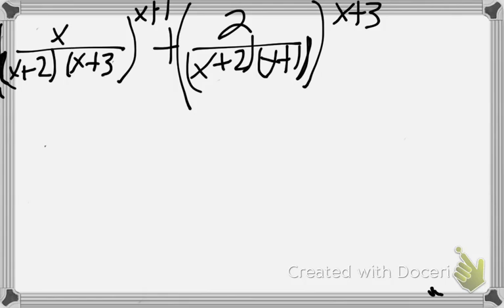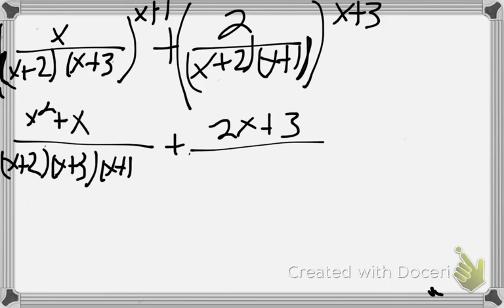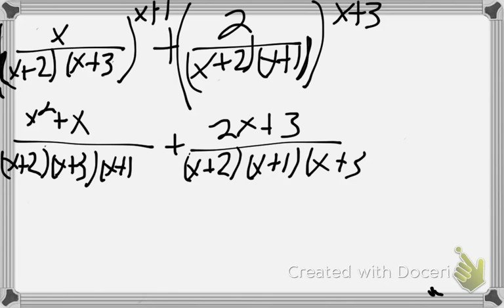Okay, so now we're going to find out what each side equals now that we've multiplied both sides. So we're going to have x squared plus x over x plus 2, x plus 3 times x plus 1, and then we're going to have plus 2x plus 3 over x plus 2 times x plus 1 times x plus 3.